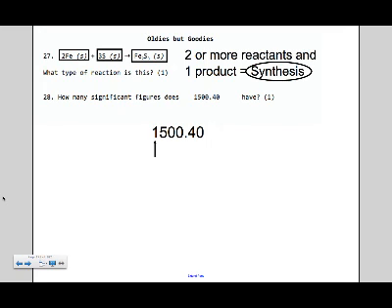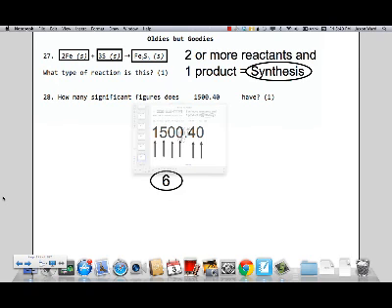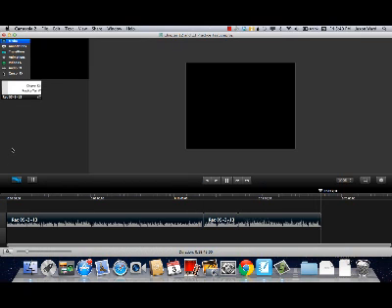And how many significant figures does the number 1500.40 have? Well, this is a non-zero, that counts. Non-zero counts. These two zeros are in between other numbers, that makes them sandwich zeros, so they count. That's not a zero, and this is a trailing zero with a decimal point. So all of the digits count, which means your answer here is 6.